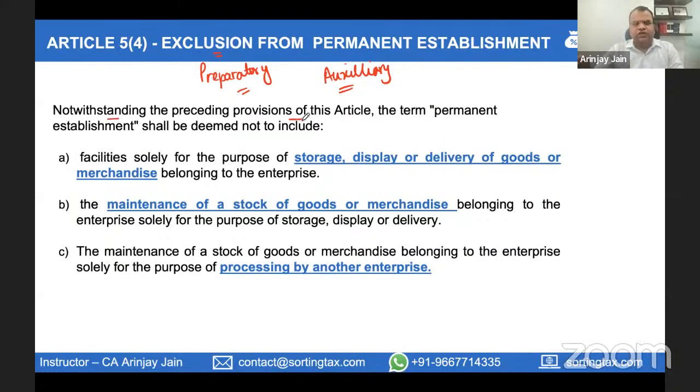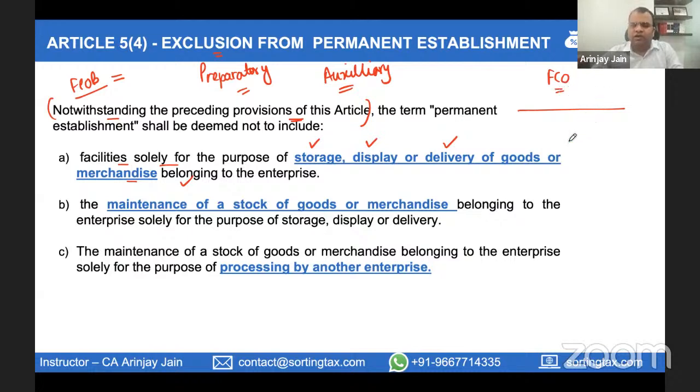Notwithstanding the preceding provisions of this article. Now, what this term means is that even if a particular place constitutes a fixed place of business, if that fixed place of business falls under any of these clauses, then the taxability will not arise. The facilities are used solely for the purpose of storage, display, or delivery of goods or merchandise belonging to the enterprise. So let's say there's a foreign company, and this probably is one of the questions being asked in the comment box also.